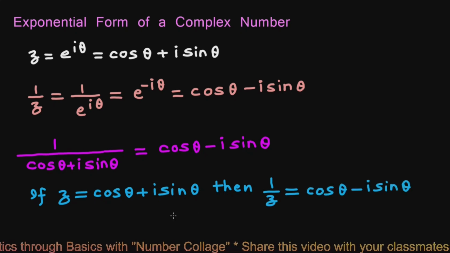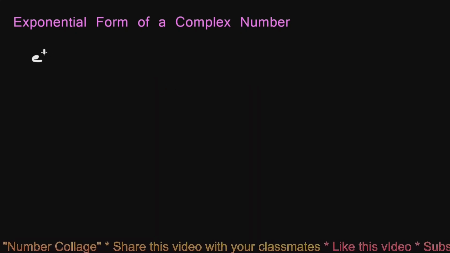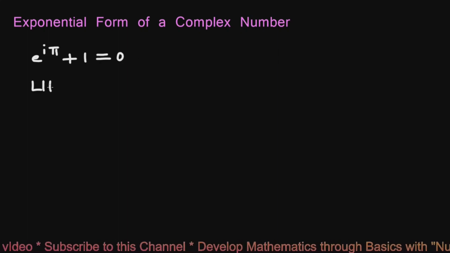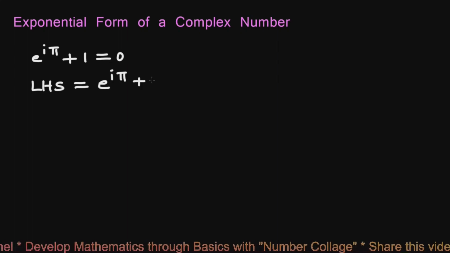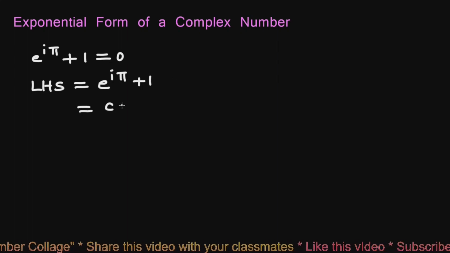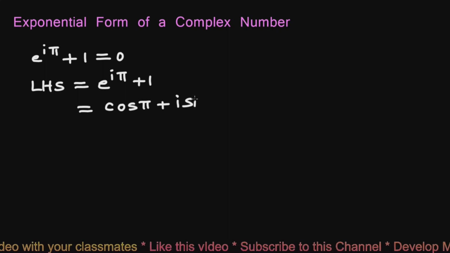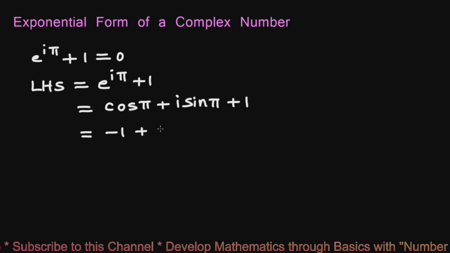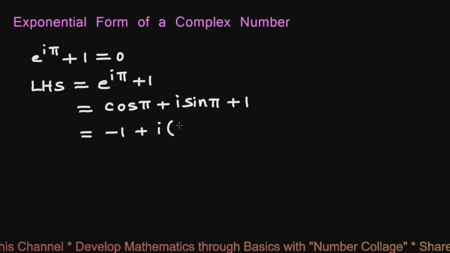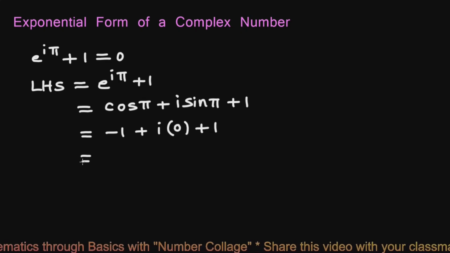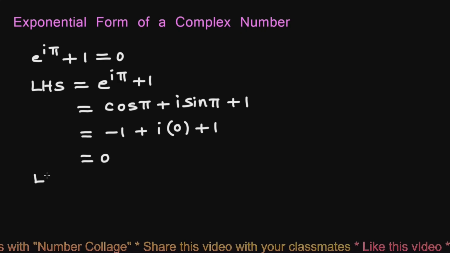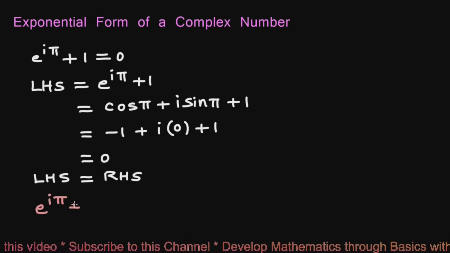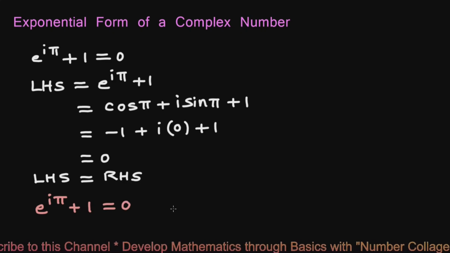We have to prove e raised to i pi plus 1 equals 0. Here, left hand side e raised to i pi plus 1 will be cos pi plus i sin pi plus 1, but cos pi is minus 1 plus i, sin pi is 0 plus 1, which will be 0. Since LHS equals RHS, e raised to i pi plus 1 equals 0 is proved.